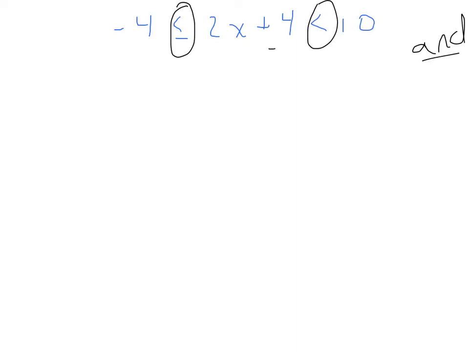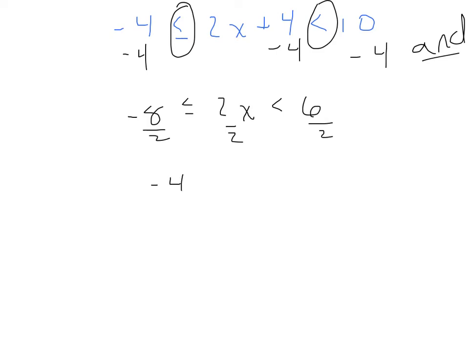So if I subtract 4 from the center to get the x by itself, I have to subtract it from the left as well as from the right. So now I'll get -8 is less than or equal to 2x, which is less than +6. I'll divide by 2, divide by 2, divide by 2. -4 is less than or equal to x, which is less than 3. Again, -4 is less than or equal to x, and at the same time, x must be less than 3.